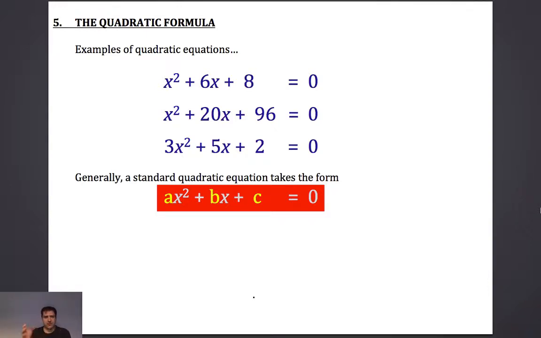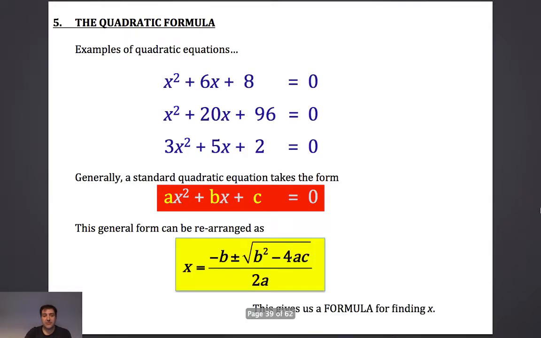So the general standard quadratic equation has this form: ax squared plus bx plus c equals 0, where a, b and c are some particular numbers that we're told in relation to the particular equation that we've got to solve. Now, that can be rearranged. We'll look later in the unit at how, but we'll just take it as read for the moment.